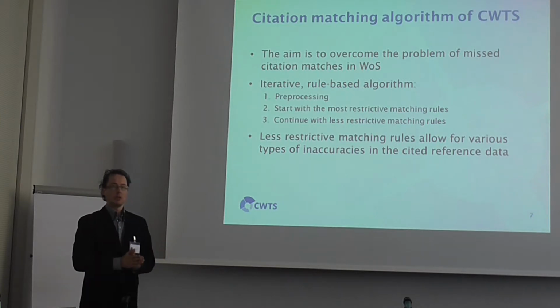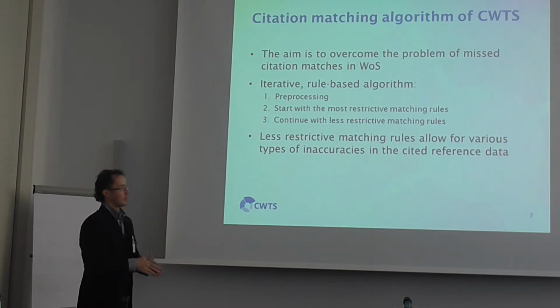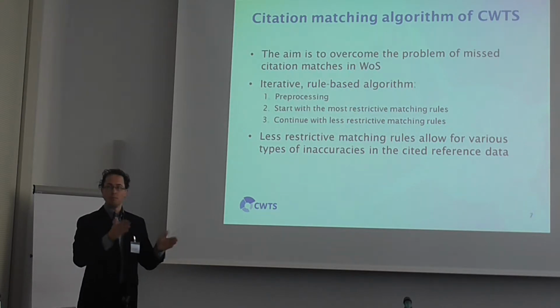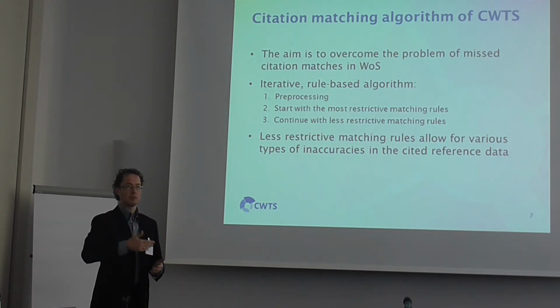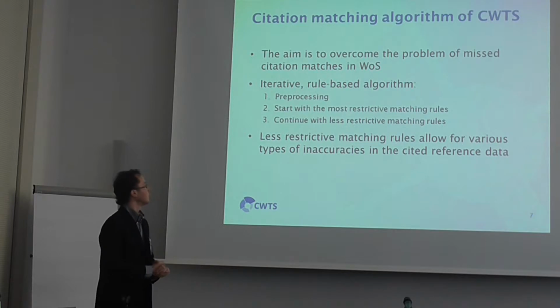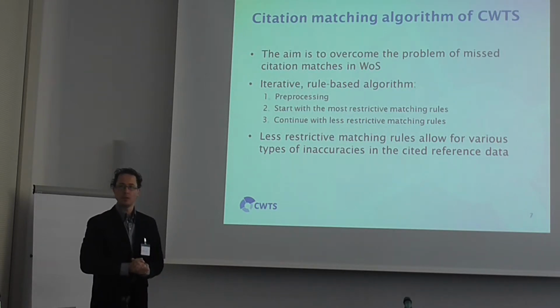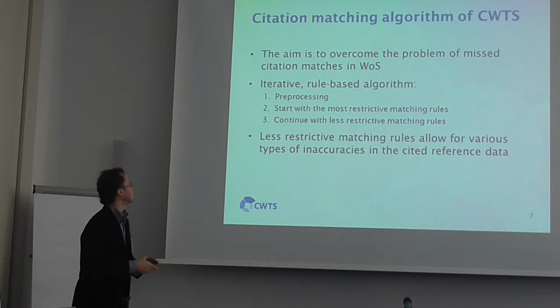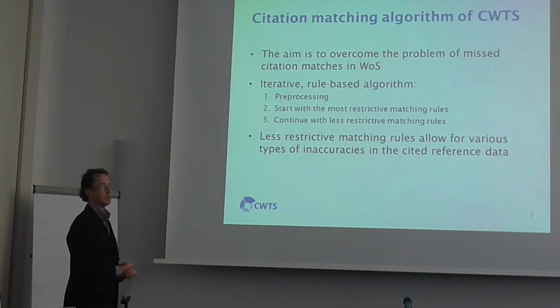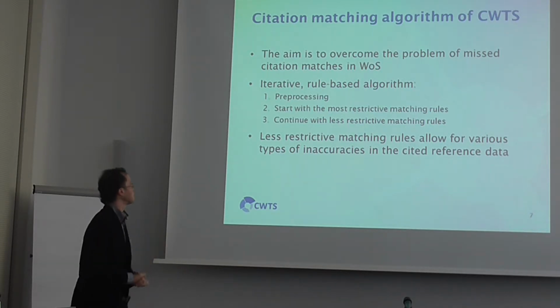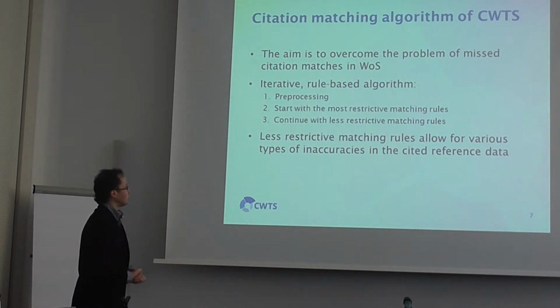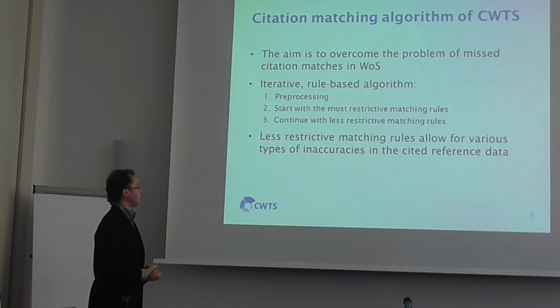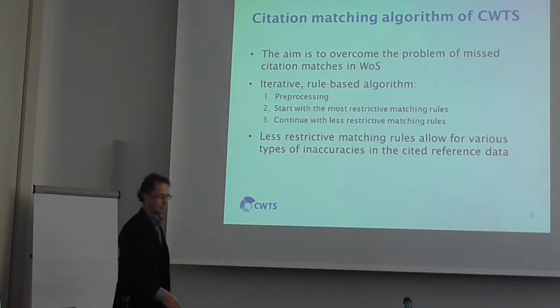So a rule that says that all matching fields have to match. And if you cannot match a particular cited reference based on this most restrictive rule to a particular cited publication in the database, then we continue with less and less restrictive matching rules until we find a match. The less restrictive matching rules allow for various types of inaccuracies in the cited reference data.